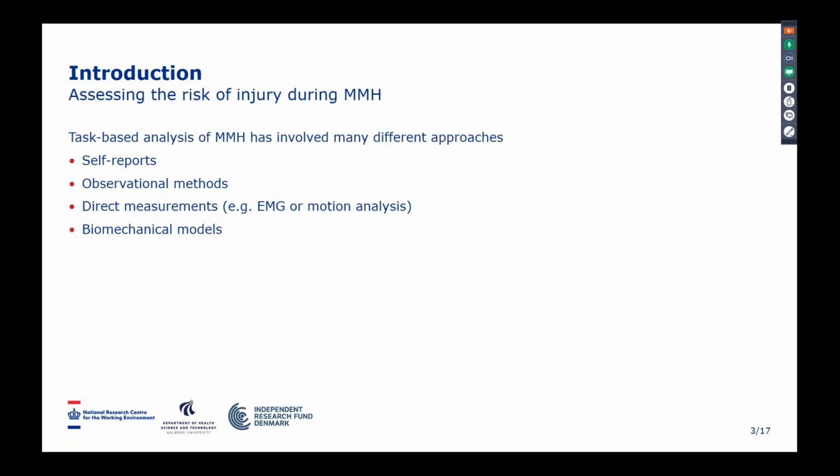So if you want to get something quick, you can use self-reports, you can go and observe. If you need more detail, go to the direct measurements, get some muscle activity data and some motion, and use this input, for example, to analyze the loads using biomechanical models.